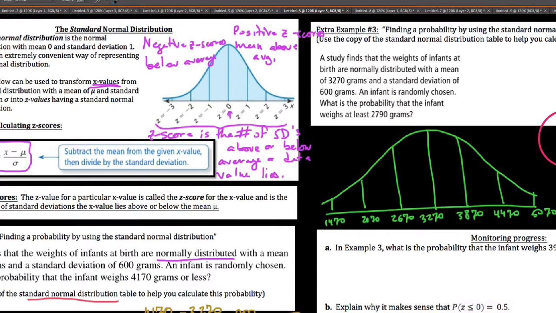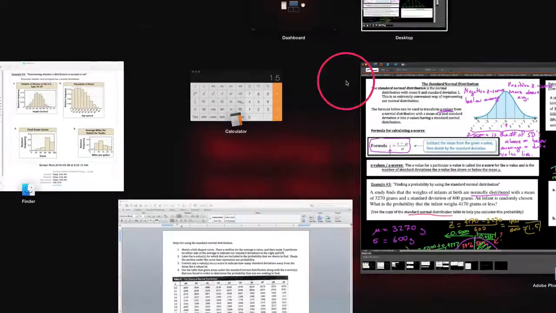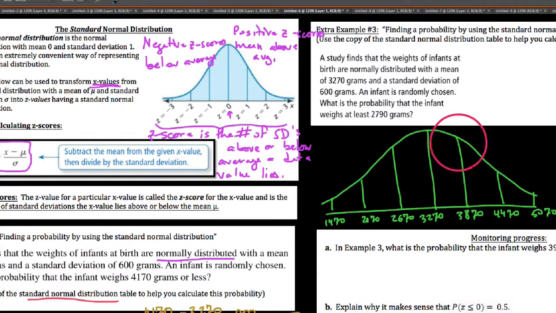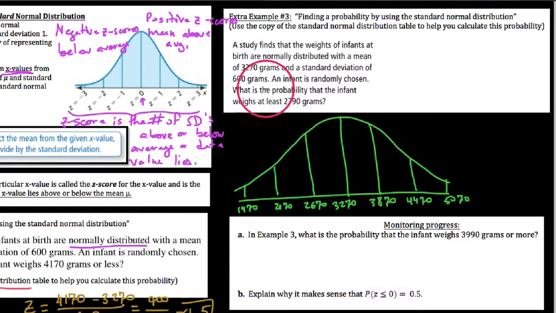So now that we've drawn out our bell-shaped curve and drawn our 3 partitions to the right and left and labeled our x values here, the next step on the docket is essentially this: to determine where the probability is that we're trying to find here.